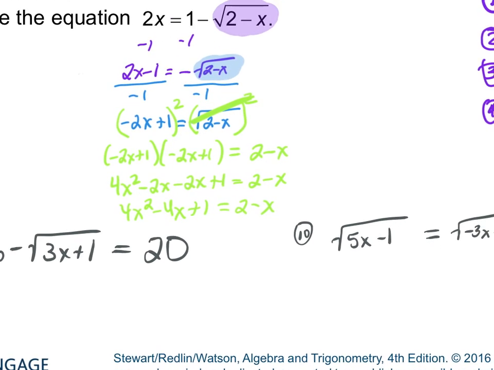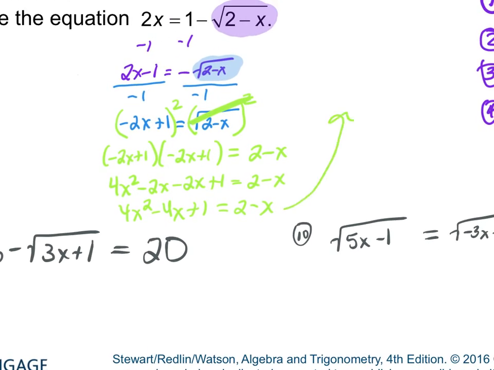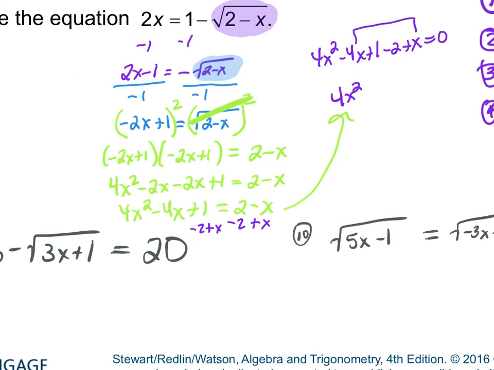I want everything on one side. Since it's a quadratic, I want everything on one side. So I'm going to move this 2 and the x. So I'm going to subtract 2 and add x. So this is 4x squared minus 4x plus 1 minus 2 plus x equals 0. So we got a little more combining like terms. 4x squared, I have a negative 4x and positive 1 gives me negative 3x. 1 minus 2 gives me negative 1 equals 0.